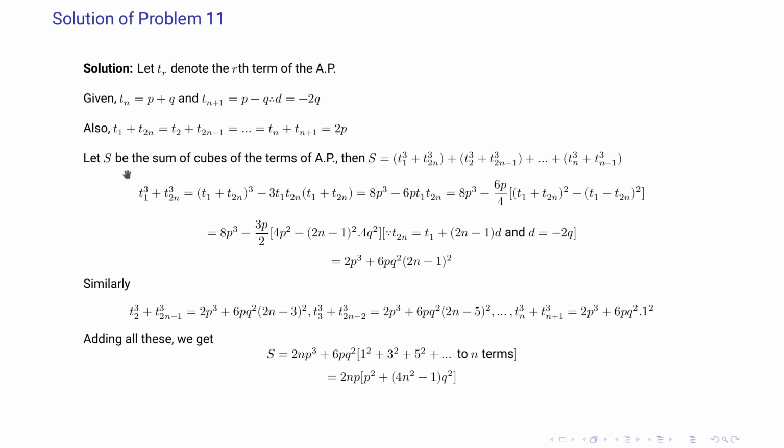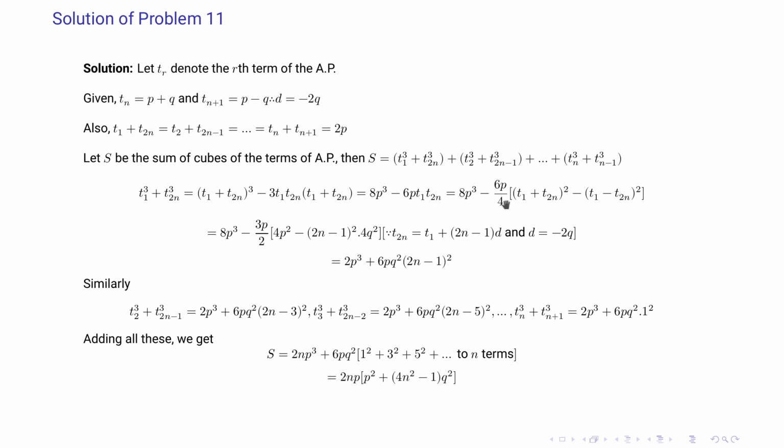Now we let s be the sum of cubes of the terms in the AP. So s would be t1 cube plus t2n cube plus t2 cube plus t2n minus 1 cube and so on. If you look at the first of these, that is t1 cube plus t2n cube, we can rewrite that as (t1 plus t2n) whole cube minus 3 t1 t2n multiplied with (t1 plus t2n). We substitute 2p for t1 plus t2n, so we get 8p cube here minus 6p t1 t2n.